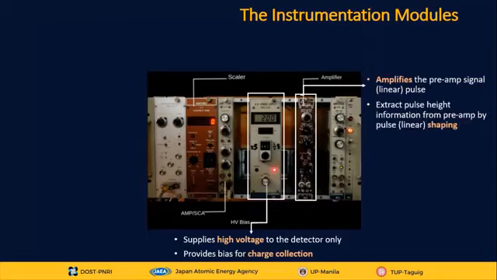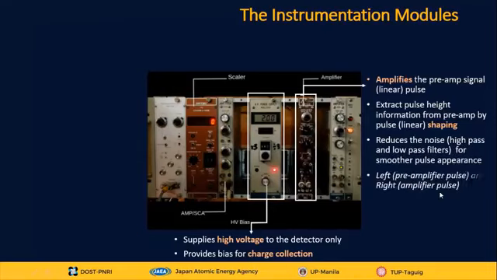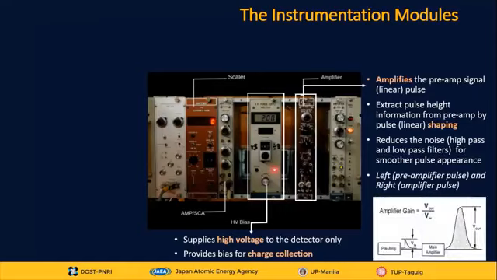The amplifier has three main functions. First is to extract the pulse height information from the preamp pulse by shaping, and then to reduce the noise for a smoother pulse appearance, or noise filtering. And then, of course, by the name itself, amplification. Here, the left image is your preamplifier pulse, which is very small, that needs to be amplified using this amplifier with this amplifier gain setting.